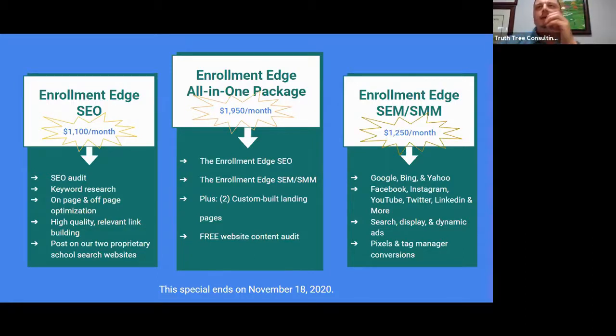Now, you package those together, you get a nice discount with the Enrollment Edge all-in-one package. You get the SEO, you get the SEM, SMM, plus we're going to build 2 custom landing pages for you. So maybe one's for if you've got a girls and a boys section camp, one for girls, one for boys. You've got equestrian and soccer. We'll build one that's more leaning towards the equestrian stuff, maybe with photos. This one's more soccer oriented. And then you also get a free website content audit. So essentially what we do is go onto your website and say, here's how we would modify your website without changing a whole lot of stuff to make the experience better for parents or kids that go onto your website.